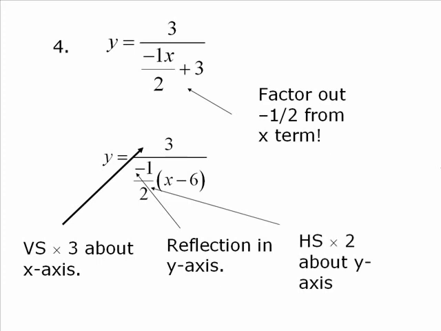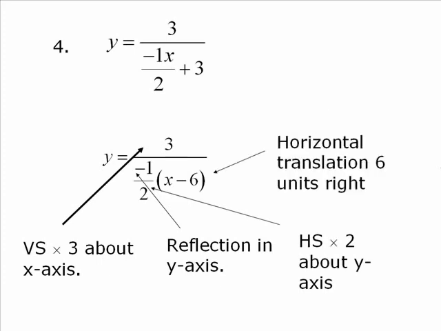Then we have a horizontal stretch by a factor of 2 about the y-axis. Again, the reciprocal of the factor or coefficient with x. And now there's one more. And that would be the horizontal translation 6 units right. So this is a heavily transformed graph. Lots going on with it.